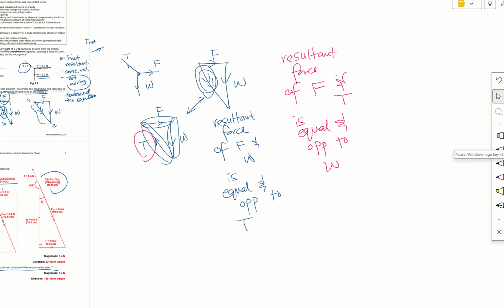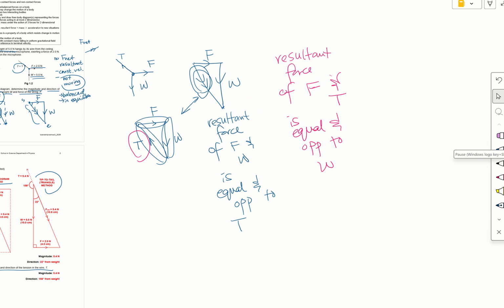Okay, so if I were to draw the resultant force of T and F, it will be this. You find that this is actually equal and opposite to the force of W. So that is how they can balance to achieve a no resultant force system. Okay, and this is important for this chapter. You need to understand this concept.